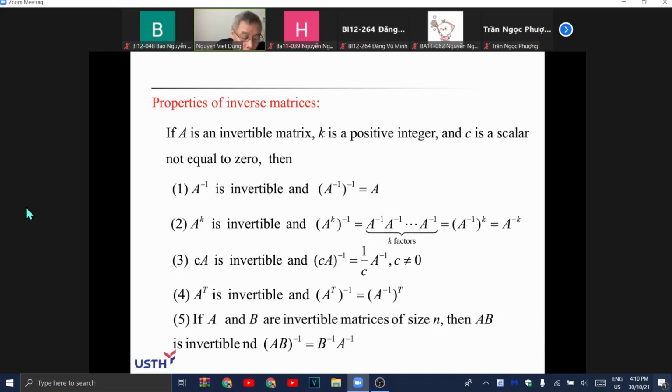Now, property number 5. If A and B are both invertible matrices of the same size n, then the product AB is again invertible, and the inverse of AB equals B inverse multiplied by A inverse. That is quite similar to the property for the transpose.